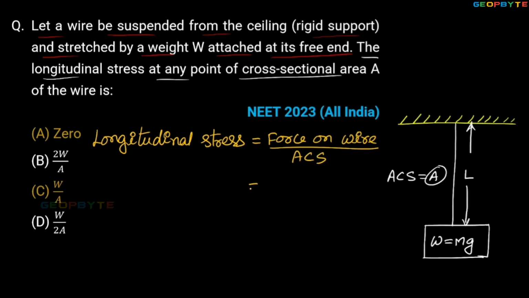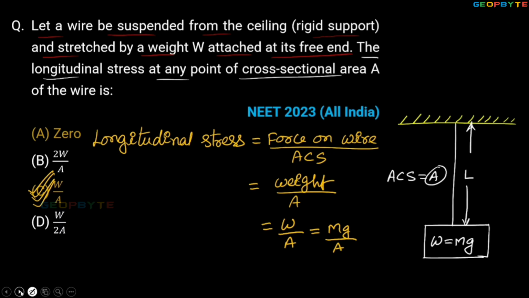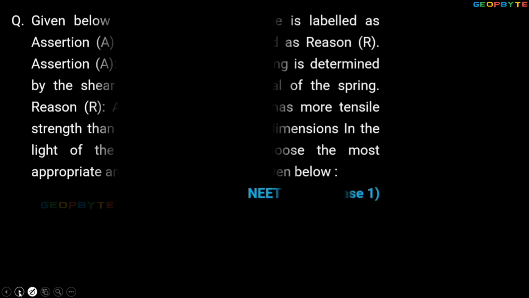Here, the external weight connected is causing the longitudinal force. That means the force on the wire is nothing but the weight on the wire divided by the area of cross section. Here, weight W divided by A can also be written as mg by A. Therefore, option C is absolutely correct. Understood clearly? Yes.